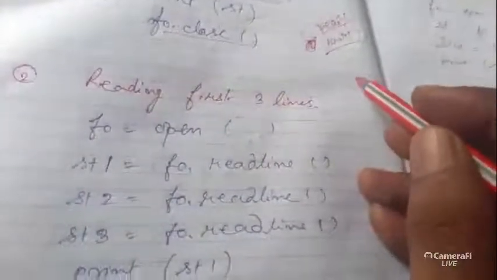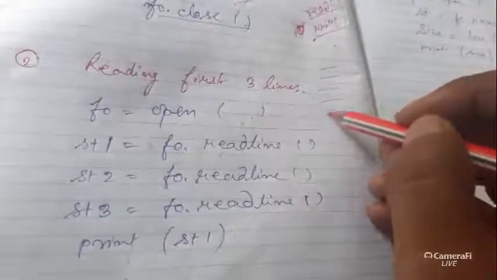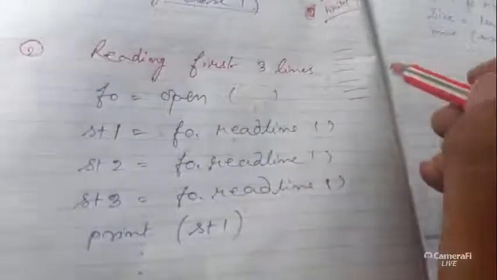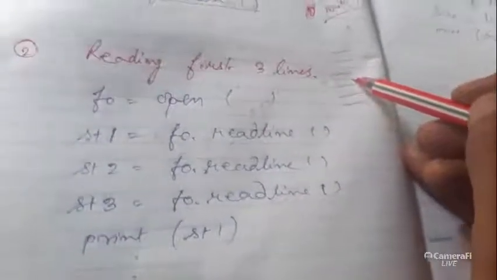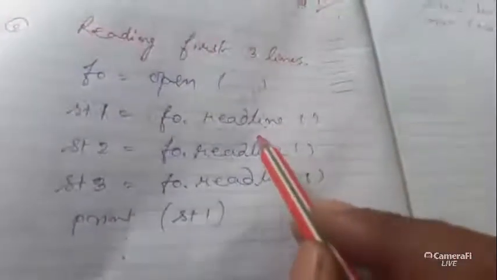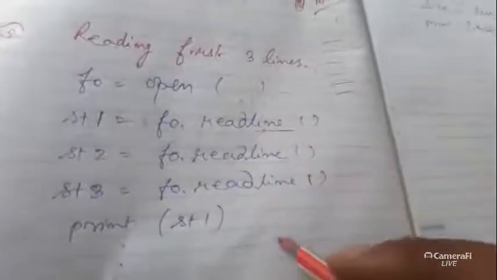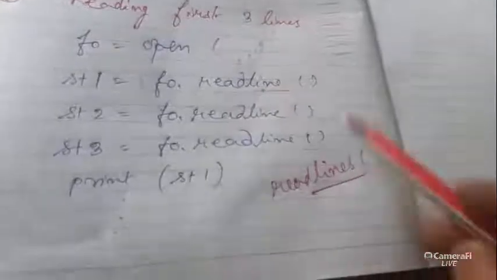Next I am going for the second program, that is reading the first three lines. For example, if we have a poem, like the example I took yesterday, with multiple lines of the poem stored in a file, and I want to display the very first three lines. In that case we can use the readline function. This is not readlines, this is readline. Yesterday we explained the difference between readlines and readline.